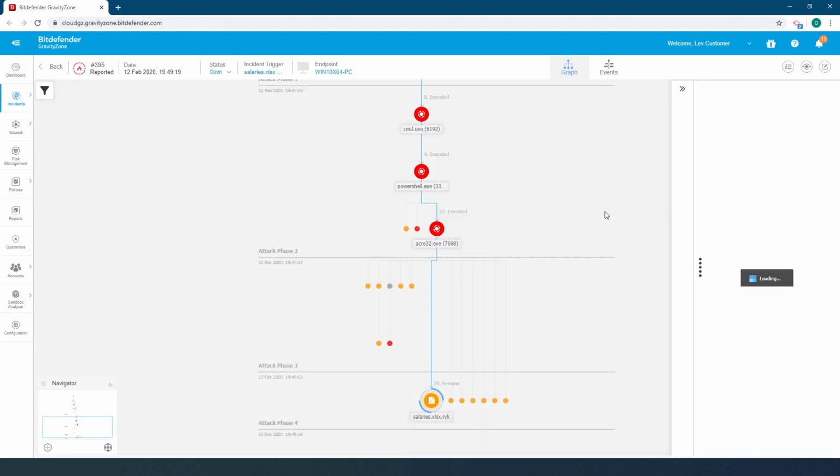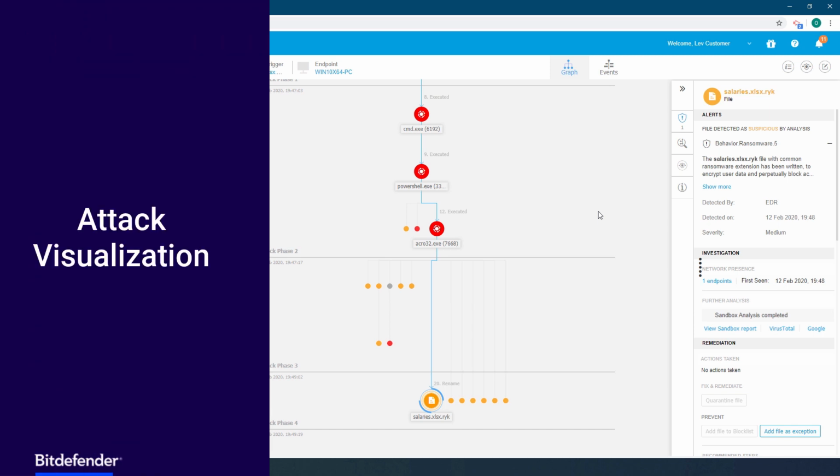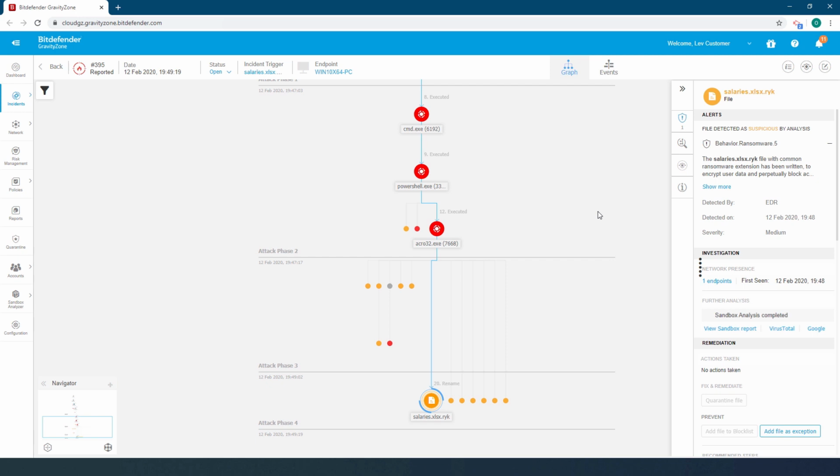I've opened the incident graph, which shows every stage of an attack and makes it easy to understand how it unfolded. You can see at the bottom the EDR detection of a malicious ransomware encryption process.